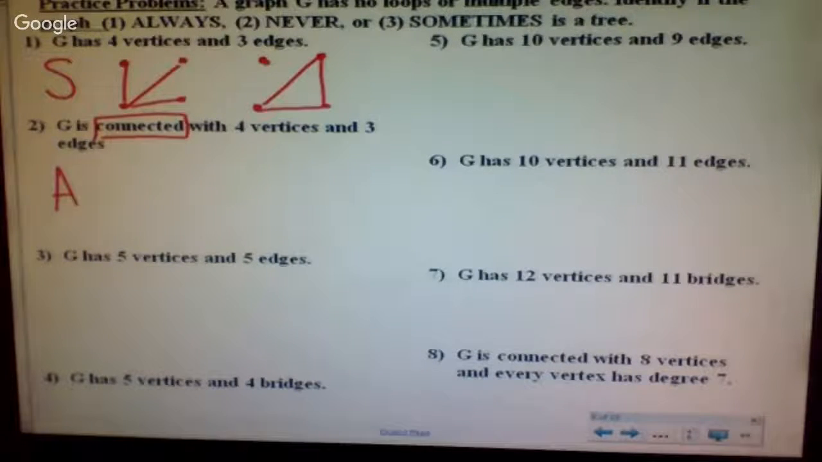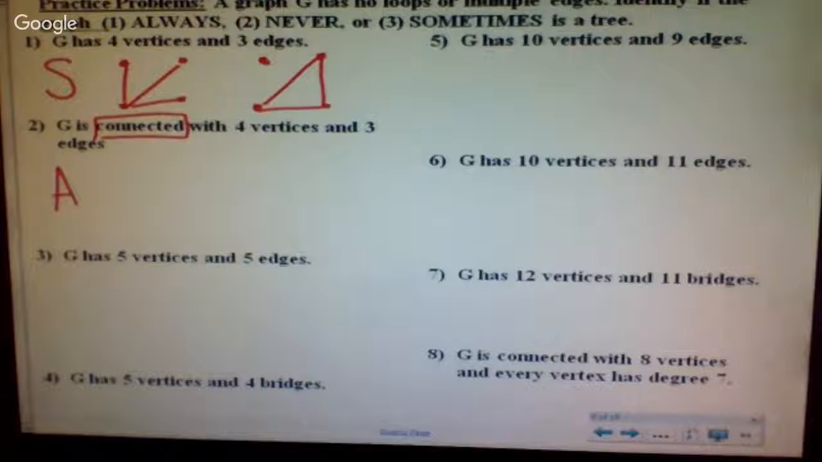On your test, when you have sometimes, you're going to have to draw me a picture of one that is a tree and one that isn't. So you would draw me something like this and something like this. So, your keywords are going to be connected. That tells you that it's a tree. Bridge. That tells you that it's a tree.